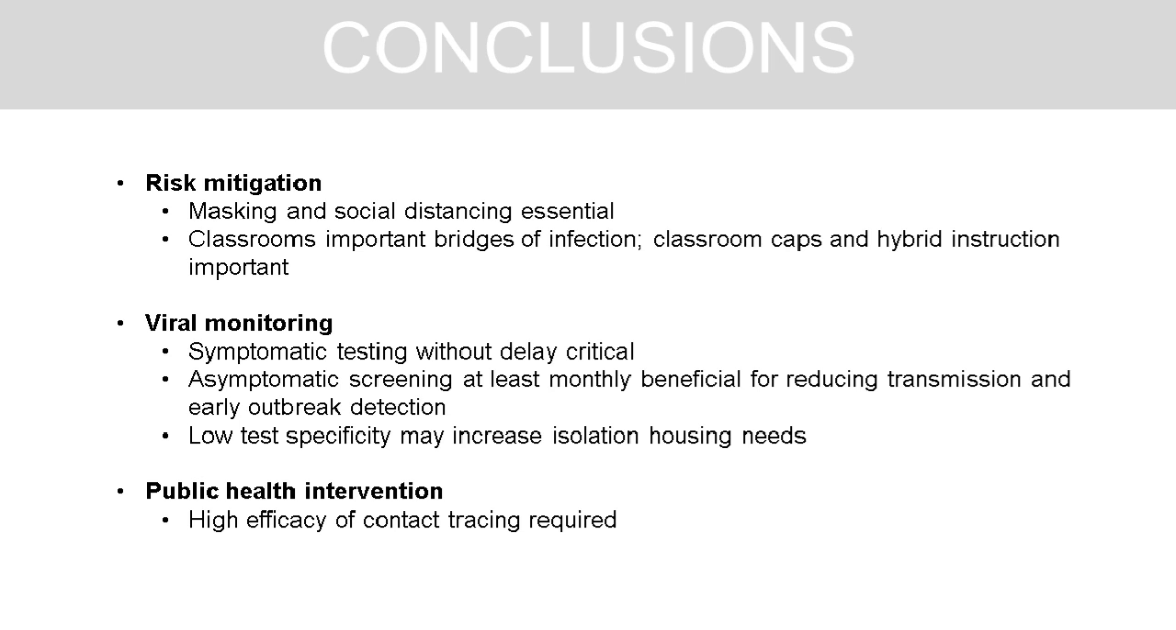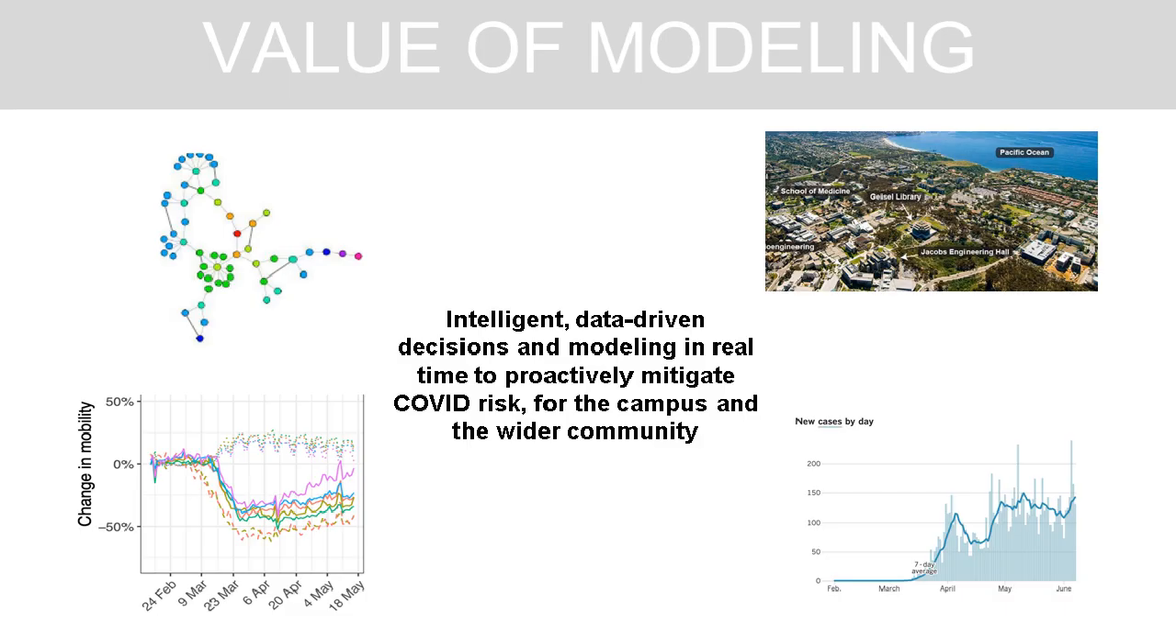We need a high efficacy of contact tracing, which is required in order to really prevent further transmission. And finally, I would just say that modeling has been incredibly valuable in terms of thinking about campus reopening strategies. And I think that we should all push towards this approach of really upending the traditional public health model and taking intelligent and data-driven decisions, both in terms of how we reopen campuses, but also how we reopen society as a whole, which can help use modeling in real time to proactively mitigate COVID risk, both for the campus and the wider community. Thank you.